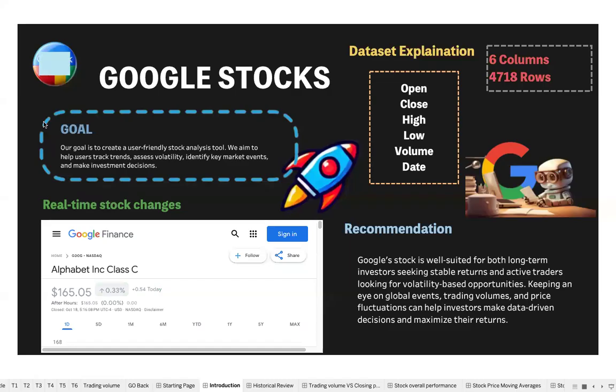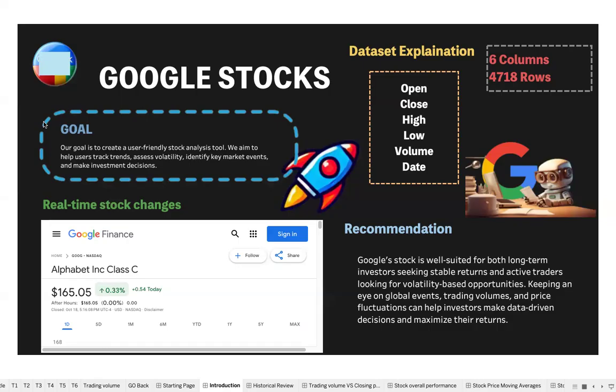This dashboard provides a user-friendly way to analyze Google's stock performance, helping users track the trends, assess volatility, and make informed investment decisions. We use a dataset with 6 columns and 4,718 rows, featuring key metrics such as open and close price, high and low price, volume, and date. These data points allow us to monitor price movement and trading volume over time. We also offer a view of real-time stock data from Google Finance, which gives us insight into the stock's daily movements. I'll move on to the stock recommendations.